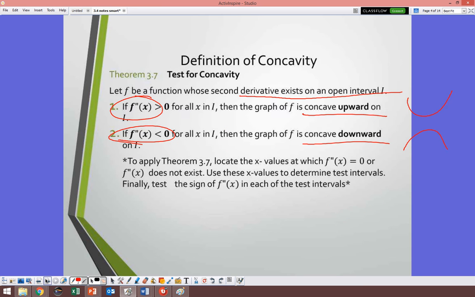Is there a way to calculate that? Yes, it's the second derivative, isn't it? When it's 0? Okay, so let's read. To apply theorem 30.7, locate the x values at which the second derivative is equal to 0, or f double prime does not exist. Use these x values to determine the test intervals. So that's going to test my concavity.